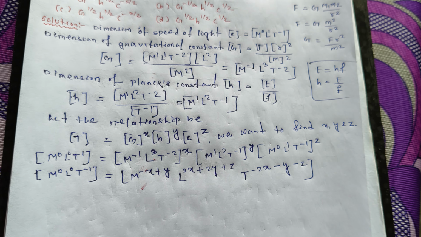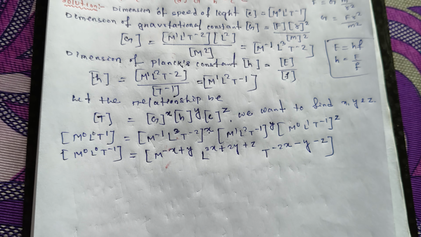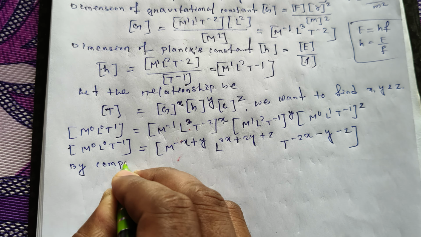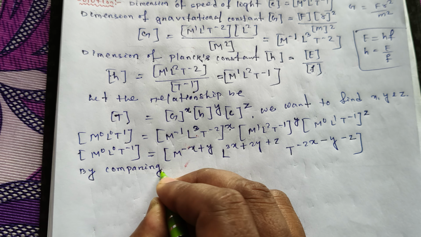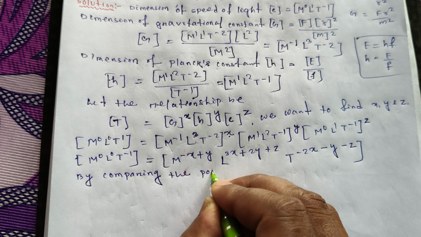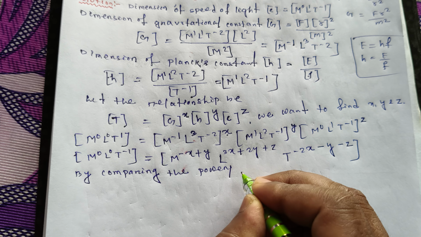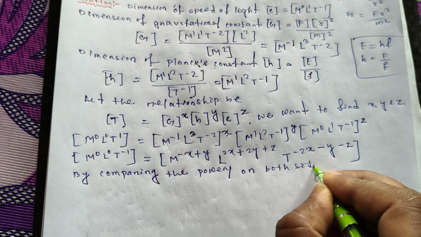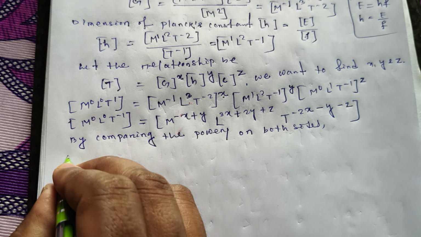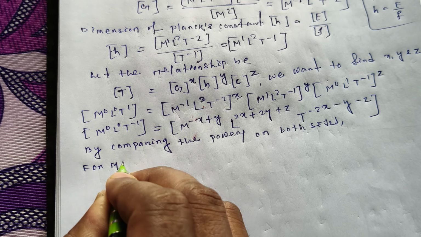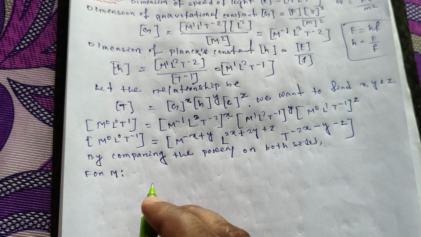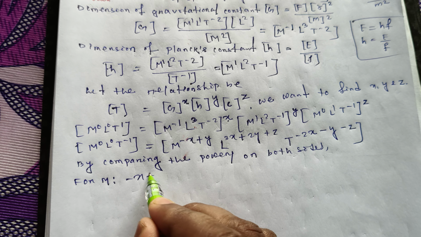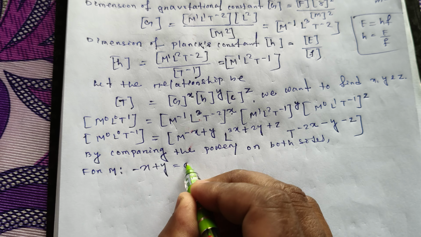Now comparing the powers on both sides. First we have to calculate for M, the mass term. So the mass term gives minus x plus y is equal to 0.